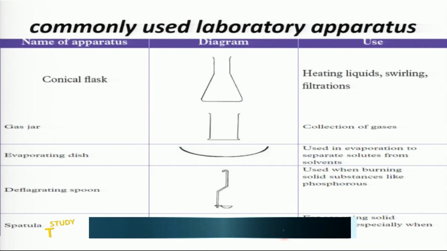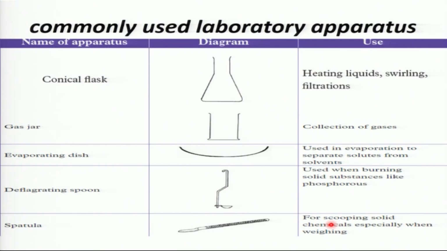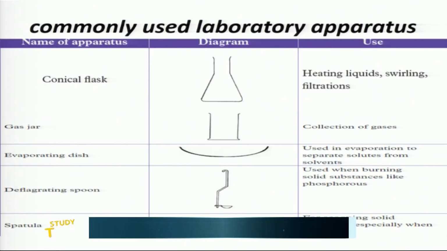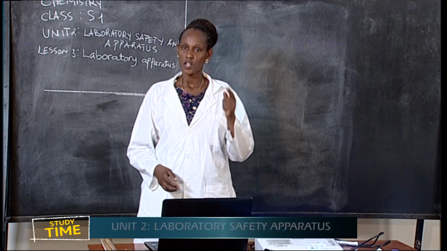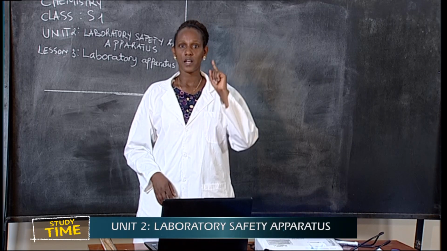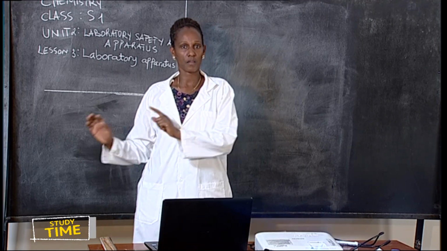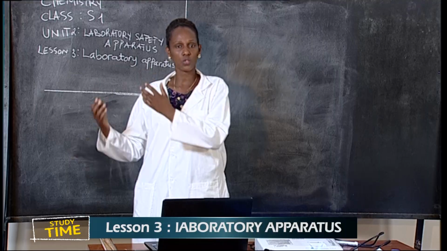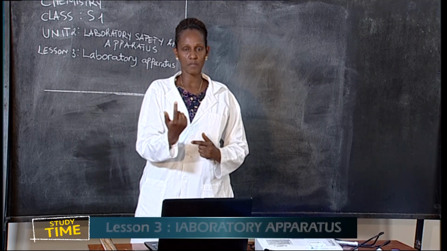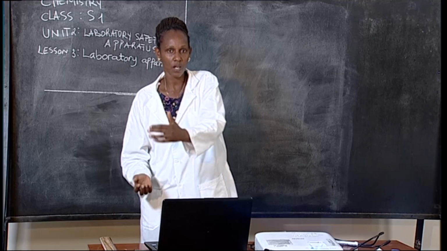It is used for what? It is used for scooping solid chemicals, especially when weighing. So when you have some solid substances and you want to transfer them from their container to where you want them to be measured, you use this spatula. And always, I told you, remember in the rules and regulations, don't use the same spatula in different chemicals, in different substances. So one spatula is used to weigh or to scoop one single substance. Then when you want to measure another one, you use another spatula.